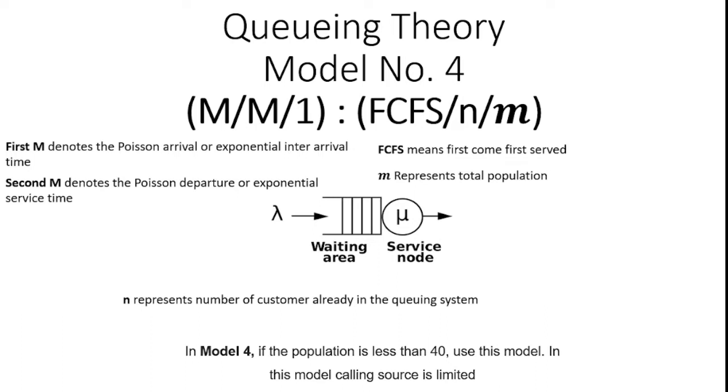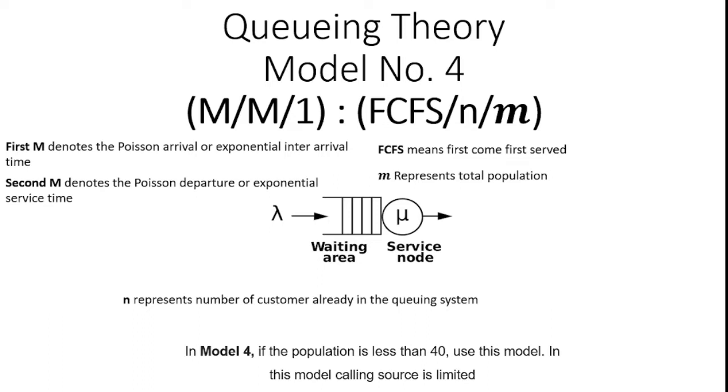After the open bracket, there is the notation FCFS. FCFS means first come, first served, slash n. Here n represents the number of customers already in the queuing system, which can be represented with small n, bar, small m. Small m represents the total population that is available in the system.